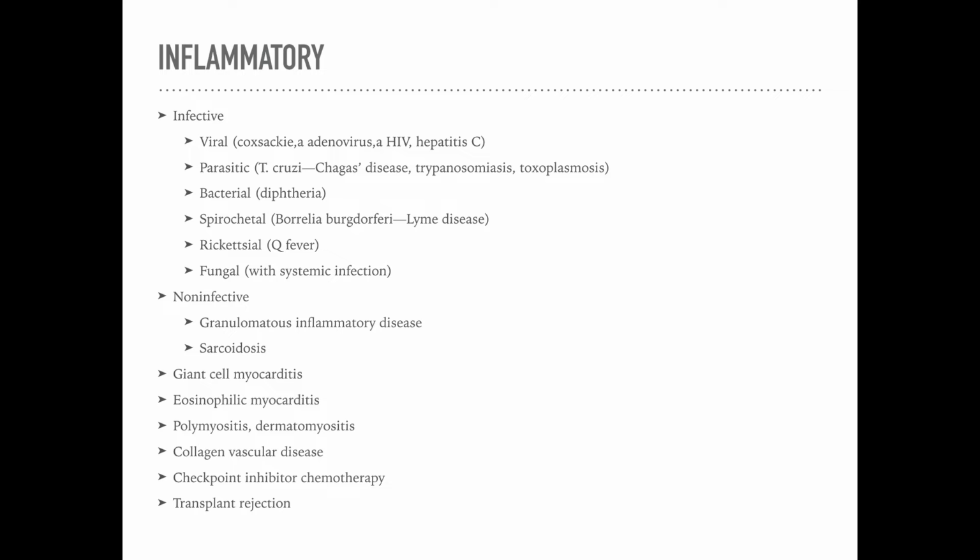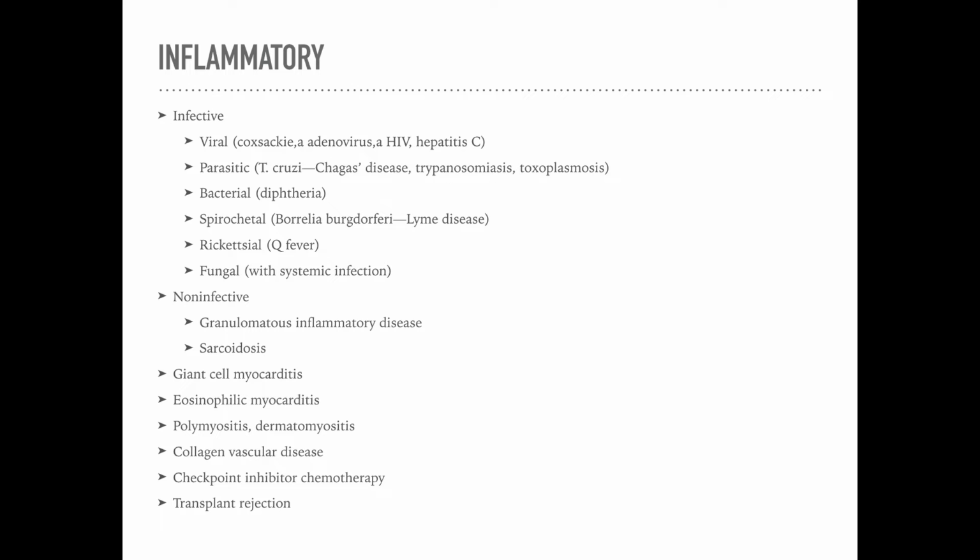Non-infective causes for inflammatory myocarditis are granulomatous diseases like sarcoid and giant cell myocarditis. Remember that sarcoid is like tuberculosis and can affect any part of the body. There can be myocarditis as part of inflammatory myopathies like polymyositis and dermatomyositis. After all, the heart is a muscle.